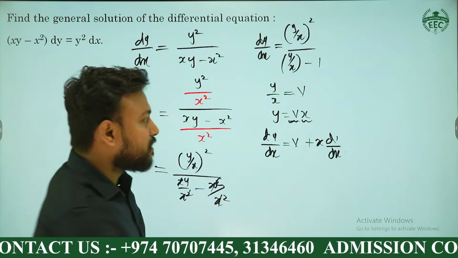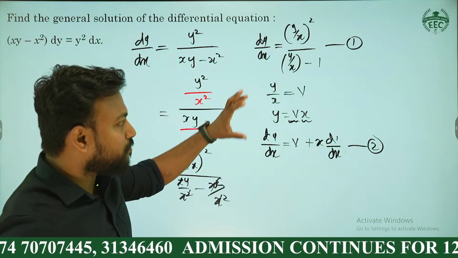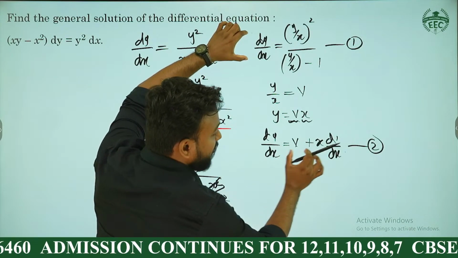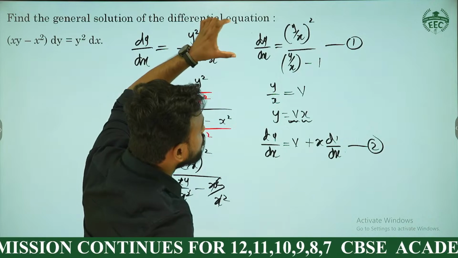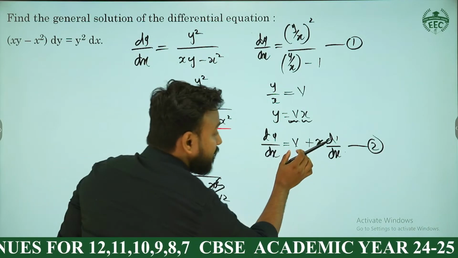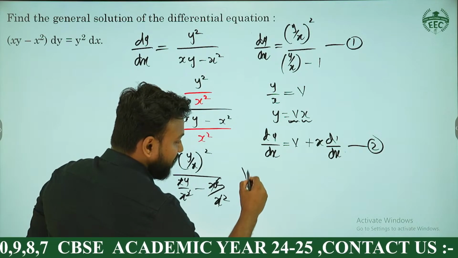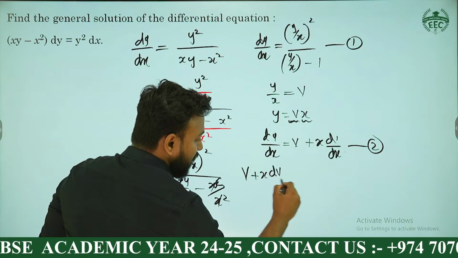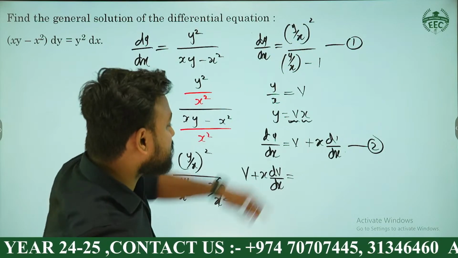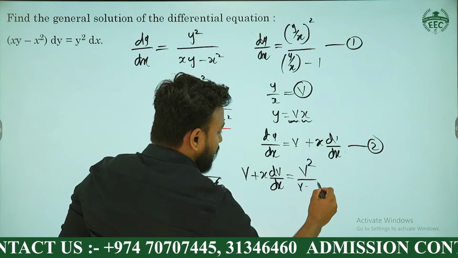So this is dy by dx. This is our equation 2 and this is our equation 1. I'm going to mix these two equations. I'm going to replace this dy by dx with v plus x dv by dx. Then what you will get? v plus x dv by dx will be equal to dy by dx, which is this. The y by x can be replaced to v square by v minus 1.